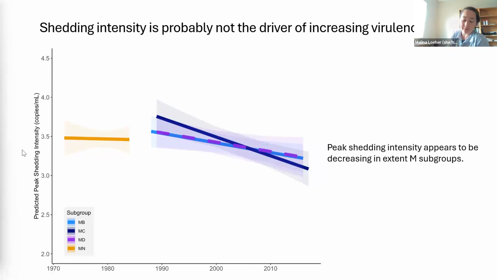it only represents isolates from 1970 to about 1980, the early 1980s, and then our subsequent subgroups are representative from the time period of the late 80s to almost present day. And we definitely didn't see an increase in shedding intensity among these groups, and maybe there's a little bit of a decrease among these instead. So shedding intensity didn't seem to be the main explanatory variable for increasing virulence.